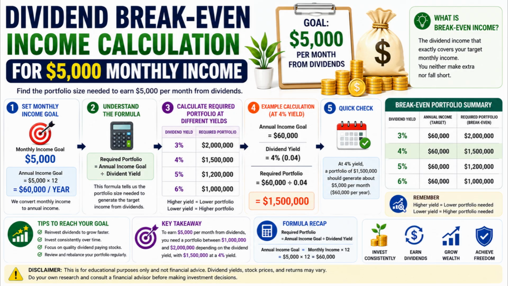If the dividend yield is 3%, then $60,000 divided by 0.03 equals $2 million. If the yield is 4%, then $60,000 divided by 0.04 equals $1,500,000. If the yield is 5%, then the required portfolio becomes $1,200,000. And if the yield is 6%, the required portfolio becomes $1 million.